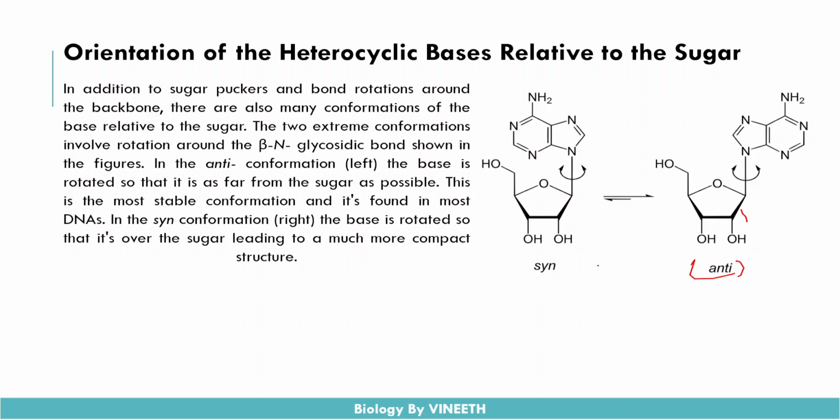As given here in the paragraph, in addition to the sugar puckering and bond rotations around the backbone, there are also many conformations of the base related to the sugar. The two extreme conformations involve rotation of the beta-N-glycosidic bond, shown in these figures. In the anti conformation on the left side, the base is rotated so that it is as far from the sugar as possible, in quite the opposite direction. The sugar is in one direction and the nitrogenous base in the opposite direction. This arrangement is known as the anti conformation. If both the nitrogenous base and the sugar are in the same direction, that is called the syn conformation.